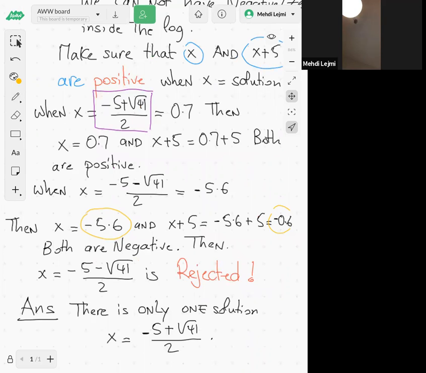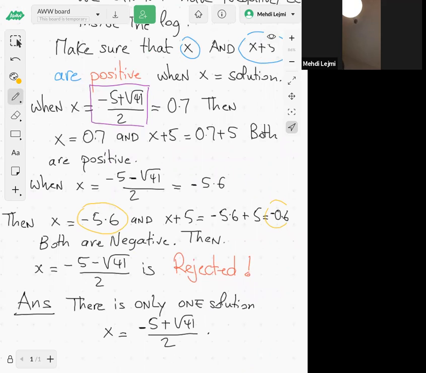But if just one of them is negative, let's say for some reason I got a plus here instead of a minus, but still I have this one here, it's negative, then we have to reject the solution, okay? So if one of them is negative, then it's rejected. So both of them must be positive.